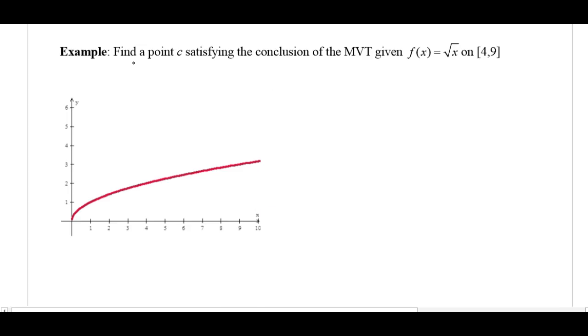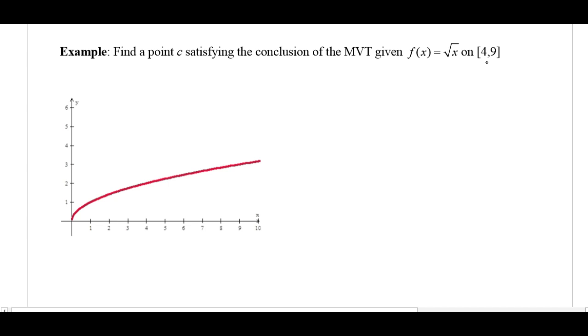Alright, in this first example, we want to find a point c satisfying the conclusion of the mean value theorem given the function the square root of x on the closed interval from 4 to 9. Now before we can satisfy the conclusion of the mean value theorem, we have to make sure that the function satisfies the hypothesis.